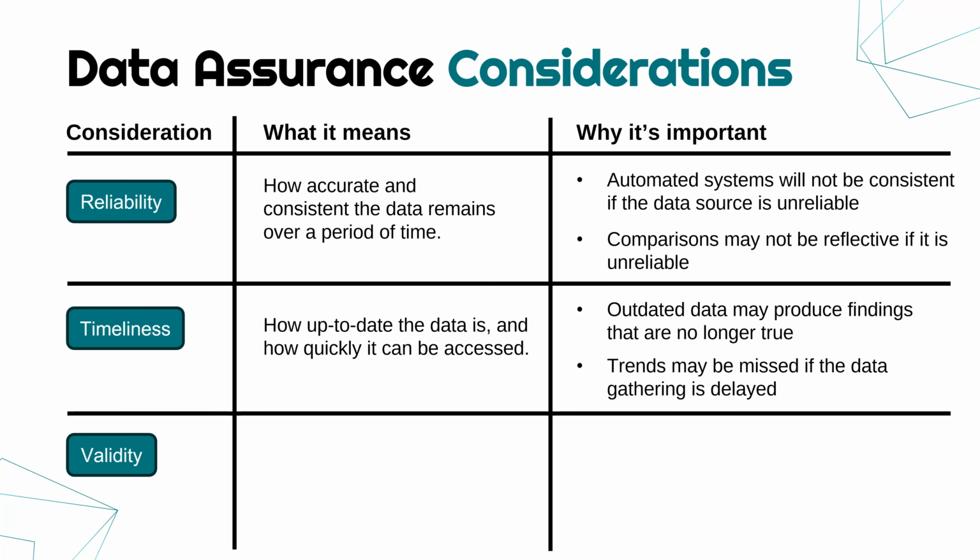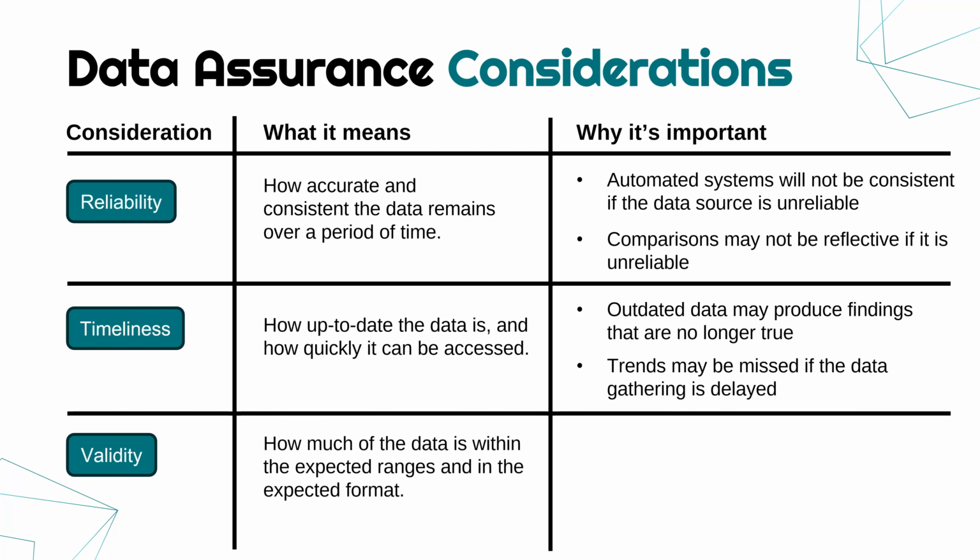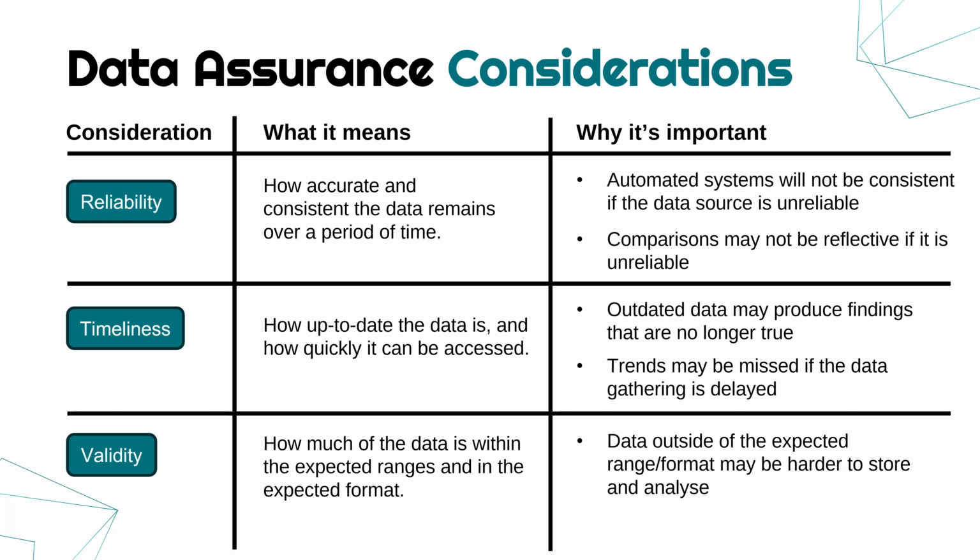For example, if I'm trying to make investments in the crypto market, if I'm getting my data a few days behind, I'm going to make wrong investments because I'm too late to discovering all of the trends. Validity refers to how much of the data is within the expected ranges and also in the expected format. So valid data is in the expected range and the expected format. Invalid data is out of these ranges and formats.